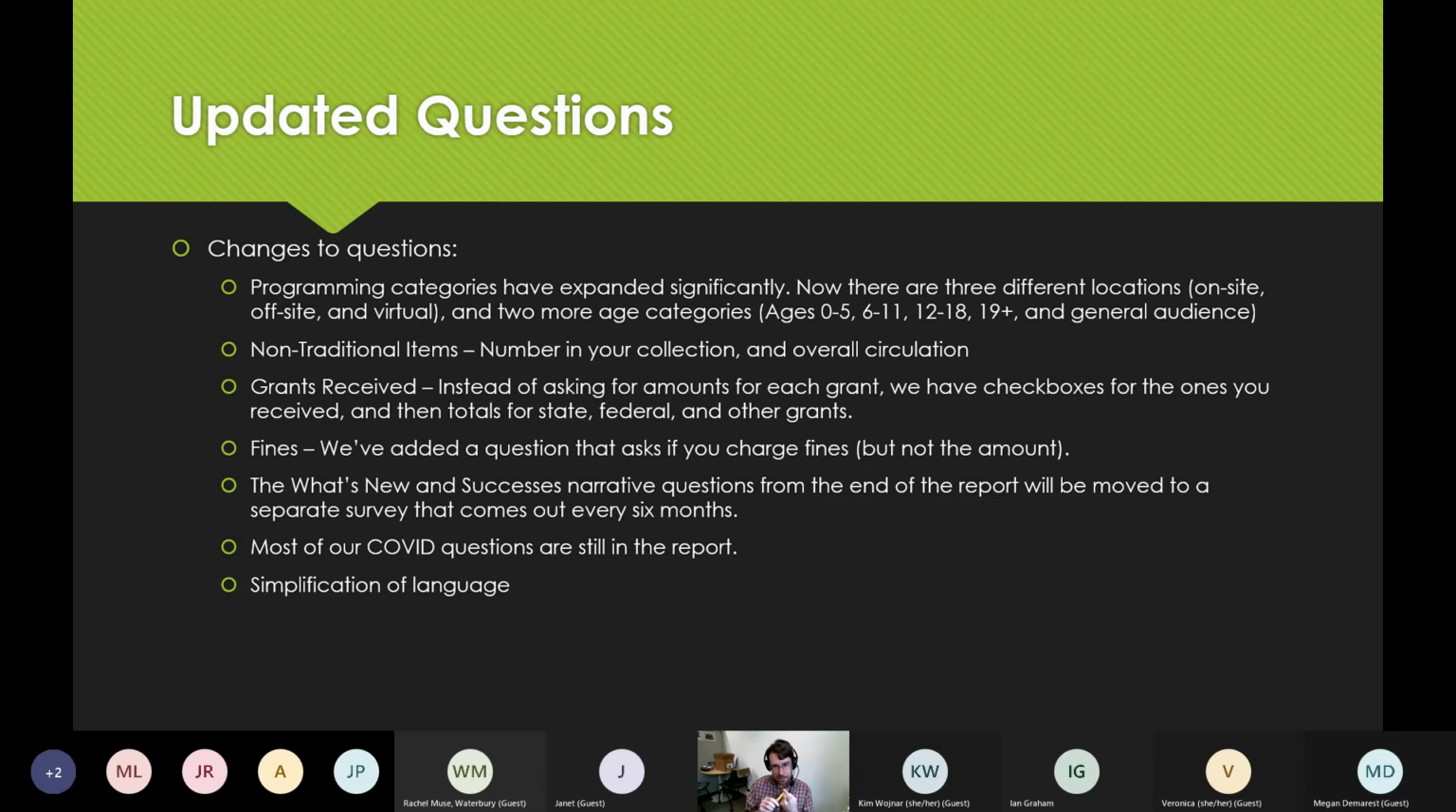And then additionally in programming, there are now 3 separate locations. There are on-site, off-site, and virtual. Last year, everything was assumed to be on-site, and we added a virtual category, but now there are 3 different, and that'll make sense when we get to programming.